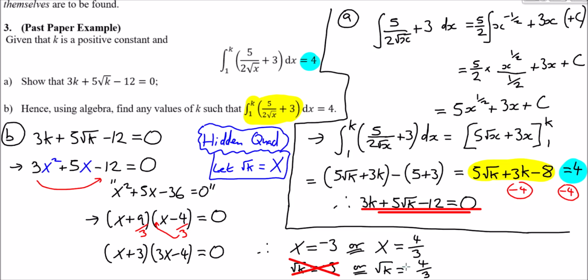So it must be that the square root of k equals 4/3, because you can square root a number and get a positive result. But we don't want the square root of k, we want the actual value of k itself. So if we square both sides, k must be root k all squared, which is 4 over 3 all squared. 4 squared is 16, 3 squared is 9. And so k would have to be 16 over 9, and that's the only option we have.